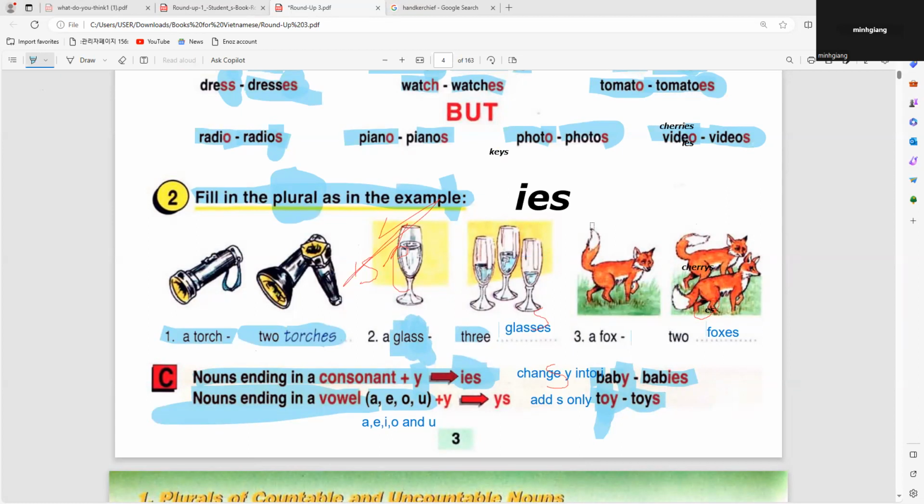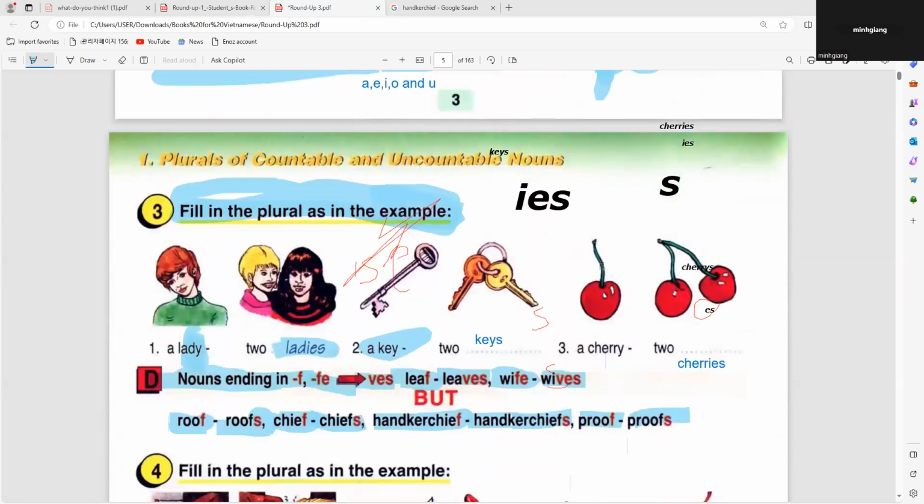How about toys? Tell me, toy. If only one toy, how about toys? You add S. How about fox? Fox. That is an animal. Is it S or E-S? Okay, so we have it. Okay, so this is it.